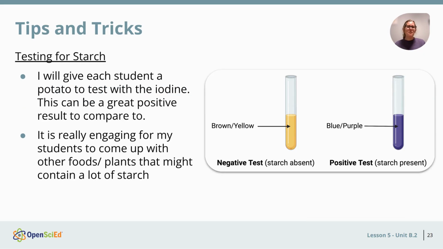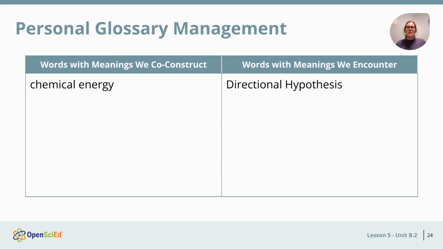All right, testing for the starch. I actually like to do this one not as a demo, but as a hands-on investigation for the students. I will give each student a potato to test with iodine, and then I'll give them a leaf of the Elodia from the covered, indirect, and direct sunlight. We'll use that to compare. And it's really engaging for my students to come up with other foods and plants that might also contain a lot of starch.